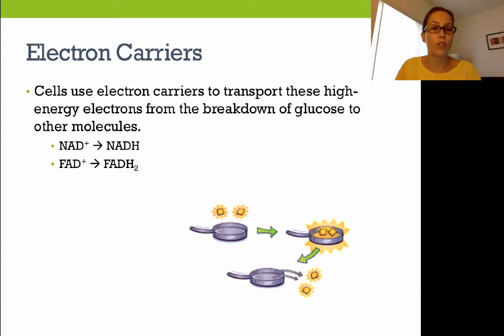So just like in photosynthesis, we have electron carriers in respiration as well. Cells use electron carriers to transport these high energy electrons from the breakdown of glucose to other molecules. If you remember, in photosynthesis, we had the electron carrier NADPH. Now in respiration, we have the electron carriers NADH and FADH2.